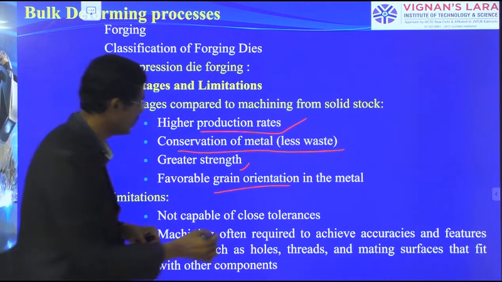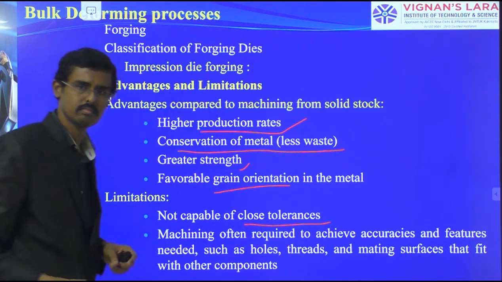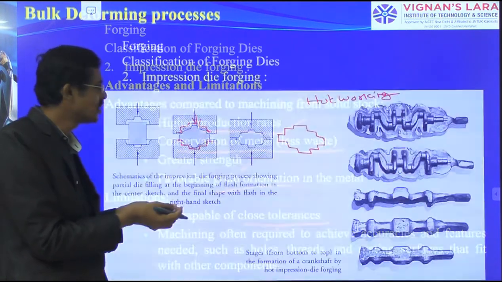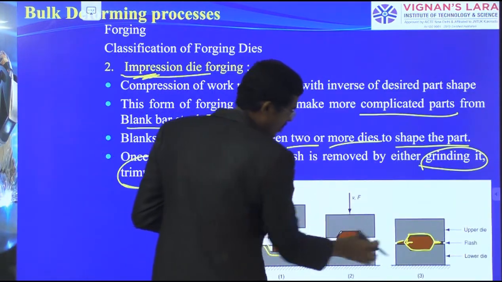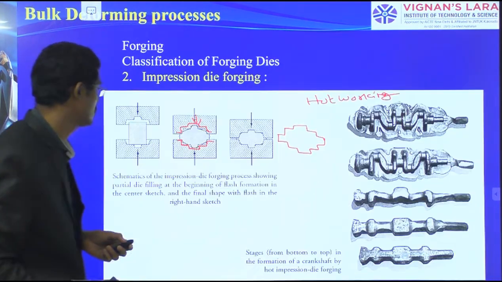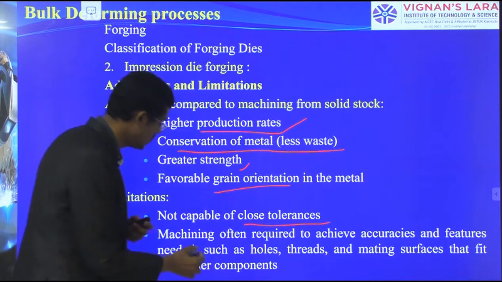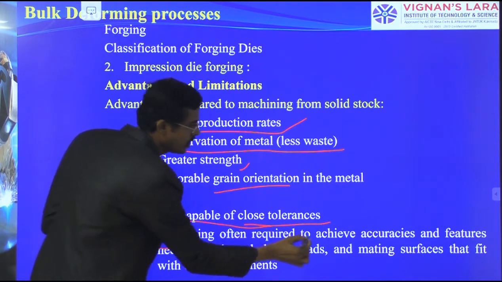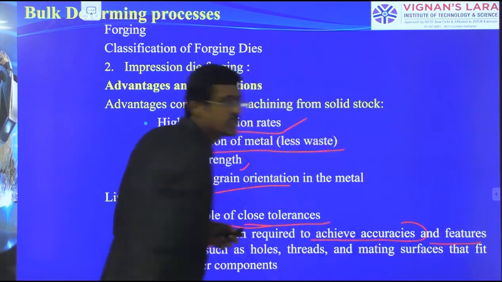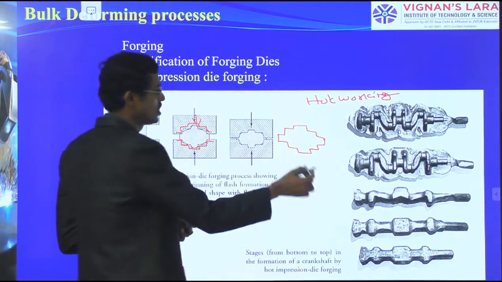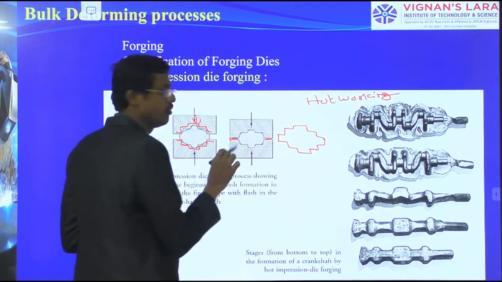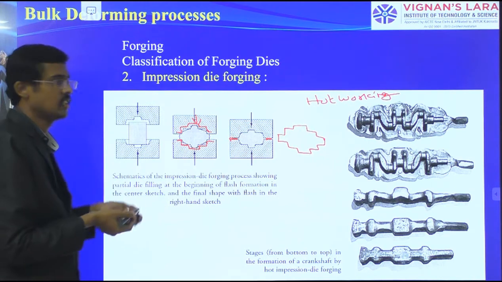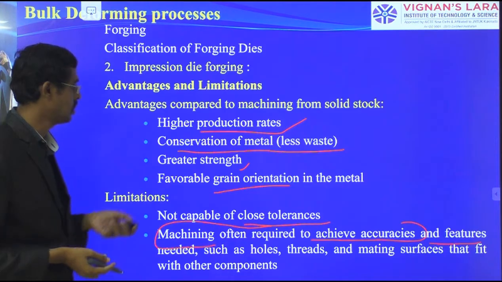Limitations: it is not capable of close tolerance. Here it is also not suitable because small flashes are coming, so it's not suitable for close tolerance. Machining is often required to remove the unwanted features. So here also we should remove the scrap items which are coming outside. If the dimensions are increasing or decreasing, we should machine those.